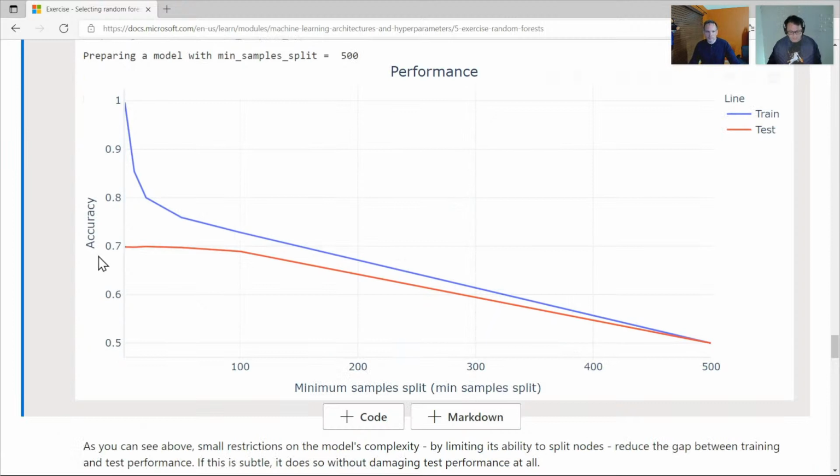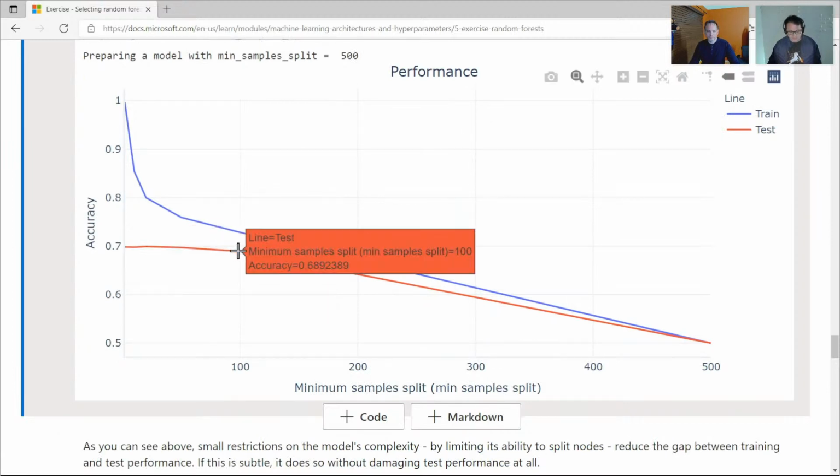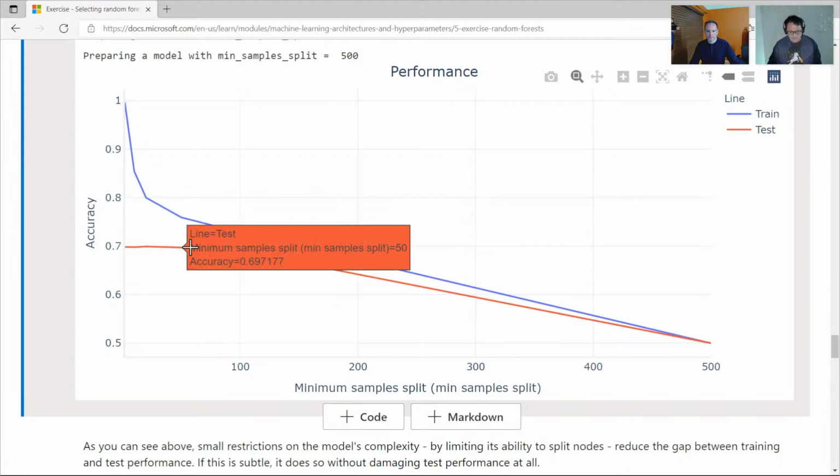So the minimum sample split, if I go further along, you can see the accuracy 6.8, 6.9, 6.99. So about there. So looks like 20 is the better value here for the minimum. Otherwise, our values are decreasing.